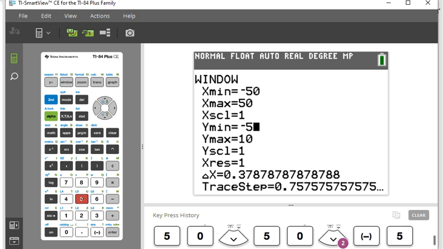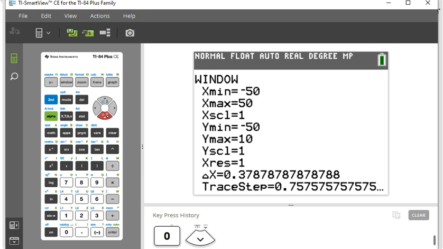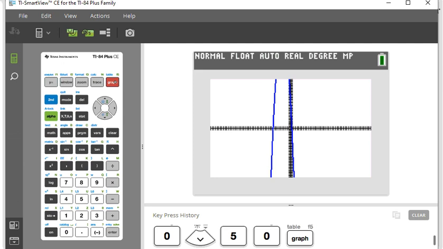Y min, let's go -50, Y max positive 50. I do have students at times that when they do this, they just punch in 40,000 for all of them and negative 40,000. No, you need to know how the window works effectively. Let's graph that.